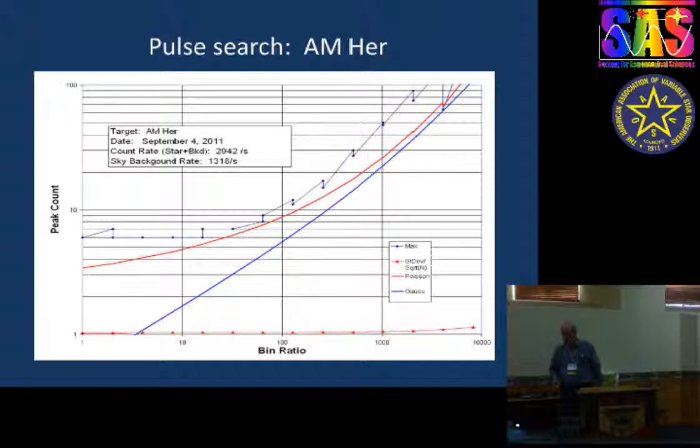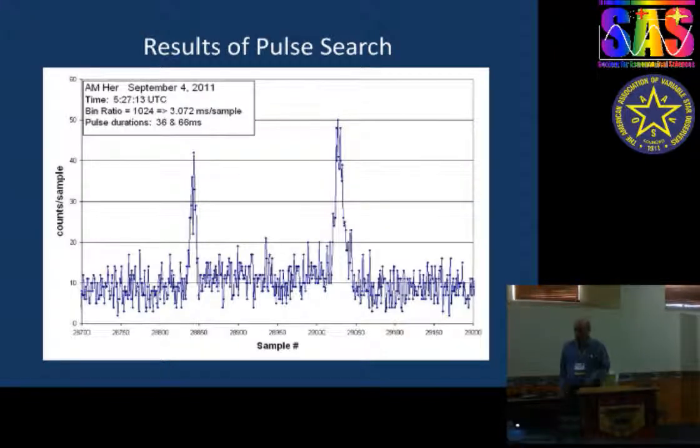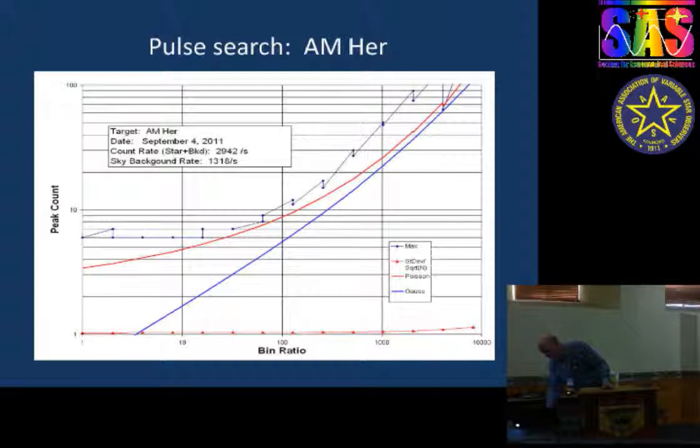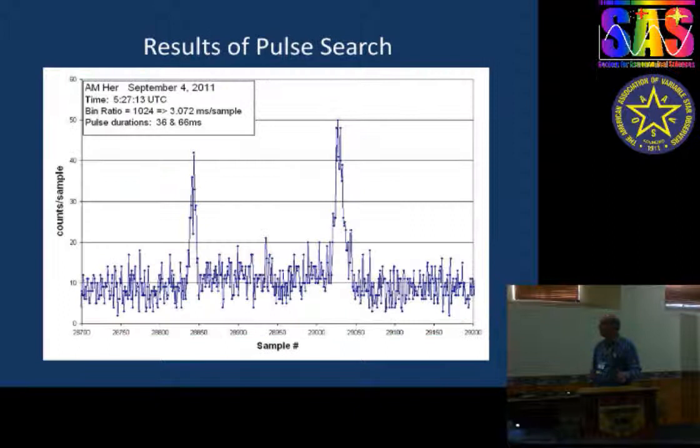And so then I looked at the actual time series. I rebent it to 3 milliseconds per sample because that was kind of the peak of that. Right in here is about 3 milliseconds per sample, so that's why I bent it at that level. And there are these 2 monster pulses. Now these are not statistical pulses. These are definitely optical pulses.